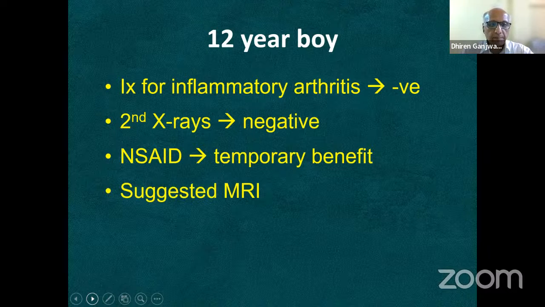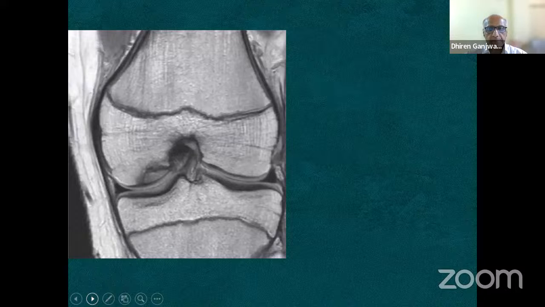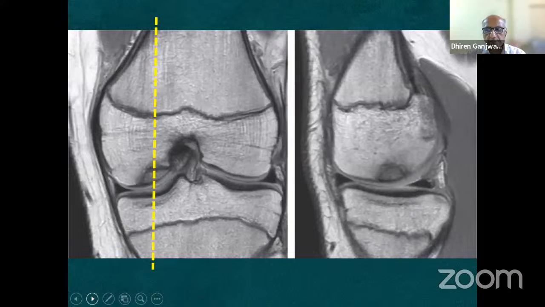So ultimately, when they presented to me at 6 months, I suggested they undergo an MRI. And this is the frontal plane, or the coronal plane, MRI. And we can see the classic lesion on the medial femoral condyle. If we take a sagittal section at this point, this is what the picture is. Again, we can see avascular necrosis in the subchondral bone. And if you look carefully, the cartilage is normal and there is no involvement of the cartilage at this stage.